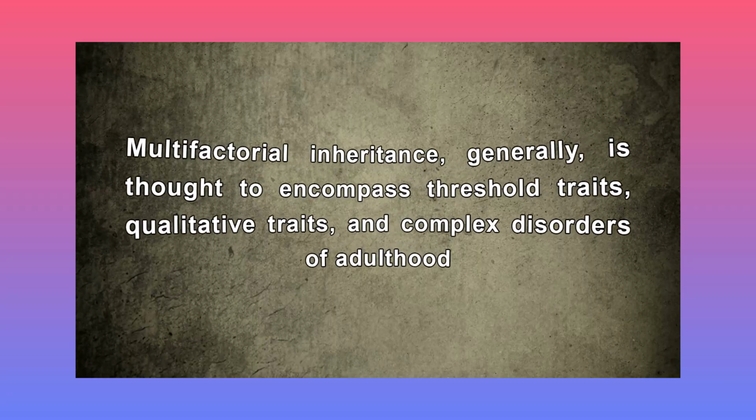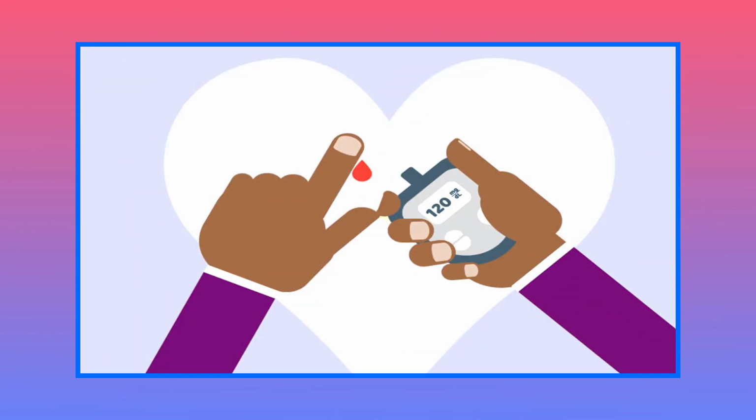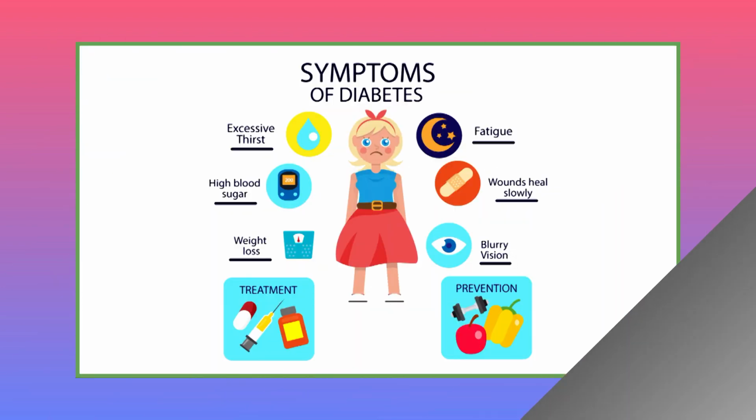Multifactorial inheritance refers to the disorders and genetic traits that are determined by the interaction of environmental factors and multiple genes. Multifactorial inheritance is generally thought to encompass threshold traits, qualitative traits, and complex disorders of adulthood, such as diabetes and heart diseases. Diabetes mellitus is a common multifactorial disorder where the body cannot produce enough insulin.